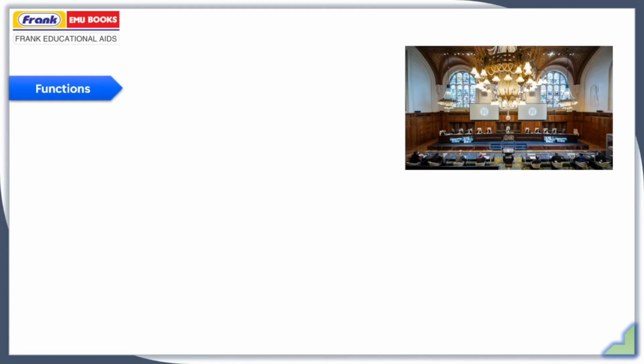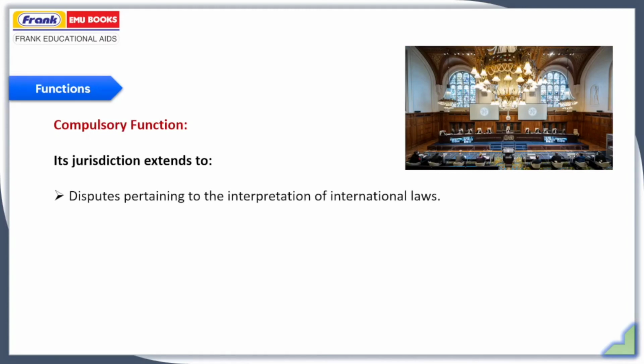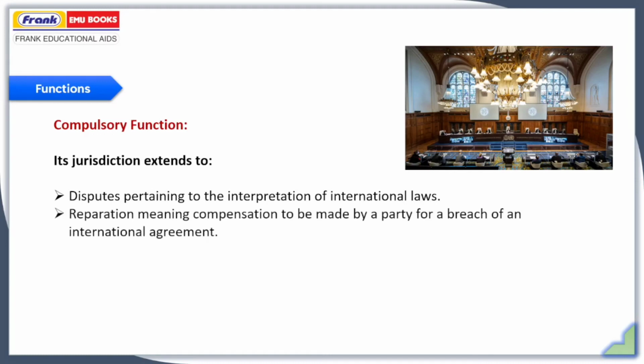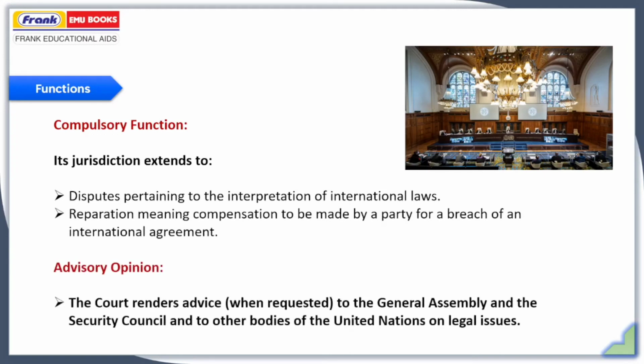Now, let's talk about the functions of the ICJ. Compulsory function. Its jurisdiction extends to disputes pertaining to the interpretation of international laws. It also deals with reparation, meaning compensation to be made by a party for a breach of an international agreement. Advisory opinion. The court renders advice when requested by the General Assembly, the Security Council, and other bodies of the United Nations on legal issues. So it also works as an advisory body.